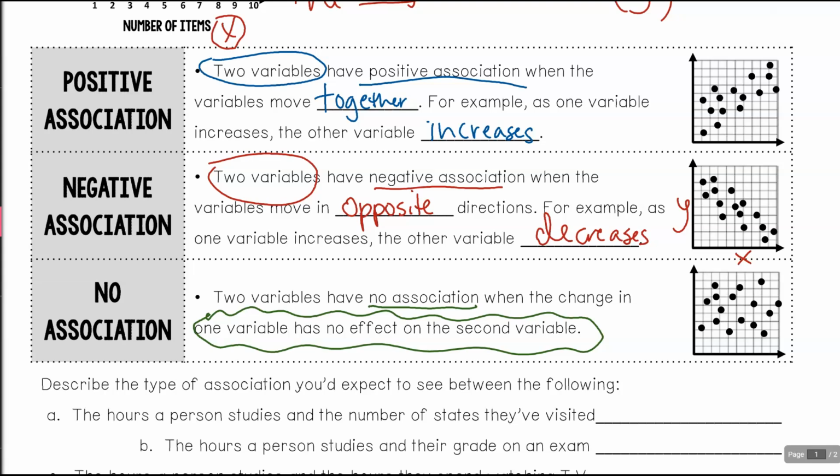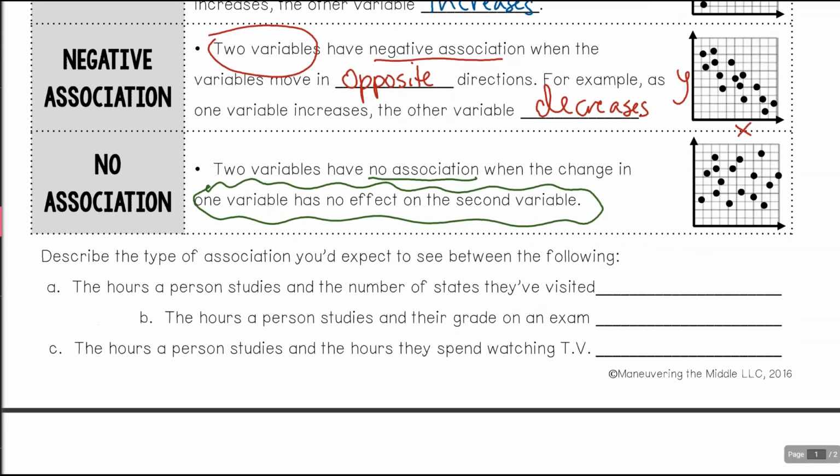So if we see something like this where they're literally all scattered about, there's no real trend, whether it's going in a positive or negative direction, it's just kind of everywhere, that's when you see a no association. So if we look at these next three examples and determine which one is which, it says describe each type of association. One's a positive example, one's a negative example, and one is a no association example.